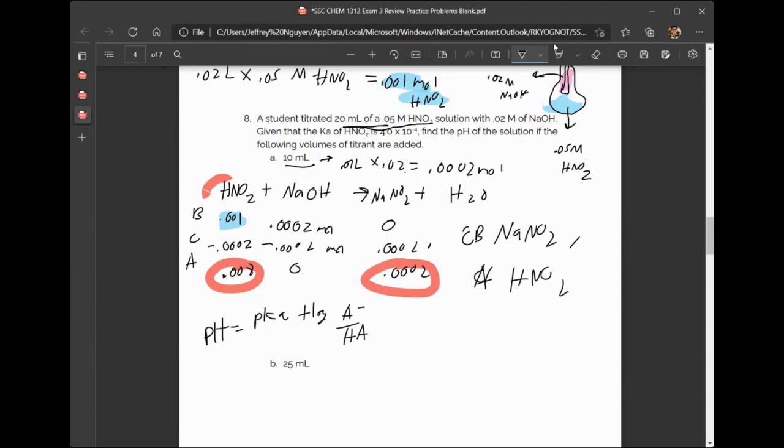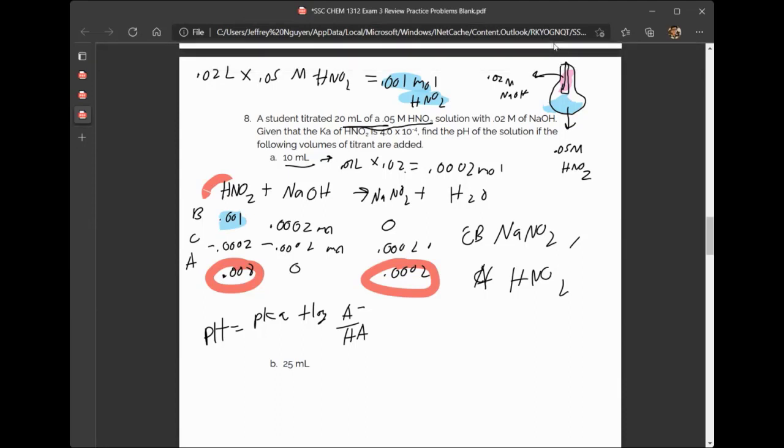And then we do this problem as so, plug in your values. So negative log of 4.0 times 10 to the power negative 4 plus log of 0.002 over 0.008. Make sure you label the correct one, so A minus over HA. So you get a pH of 1.79, I believe. Okay. Anyone have any questions?